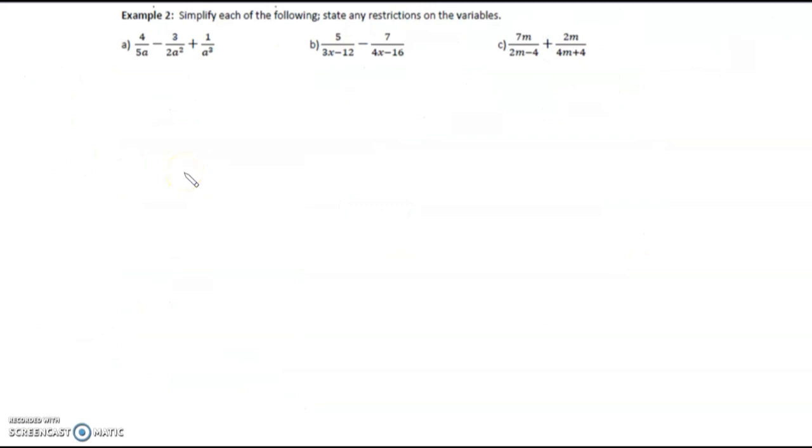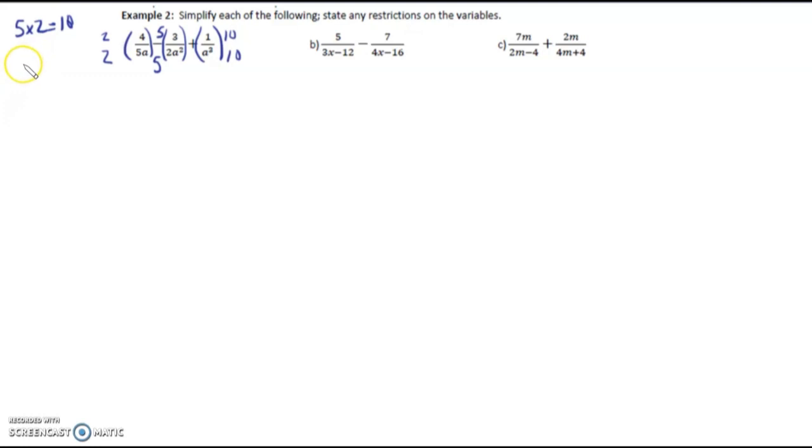Okay, example 2. Simplify each of the following and state the restrictions on the variables. So, likewise, we're just going to continue. In the first example with 5a, 2a squared, and a cubed, when we talk about the coefficient, the lowest common denominator is just going to be 5 times 2, which is 10. Okay, so we have to make all 3 of these 10. So we're going to multiply all of these by a constant. The first one to make it 10, 2 over 2. The second one, 5 over 5. And the third one, 10 over 10.